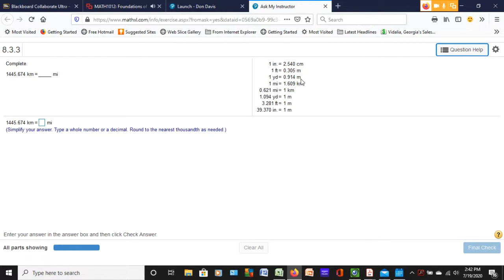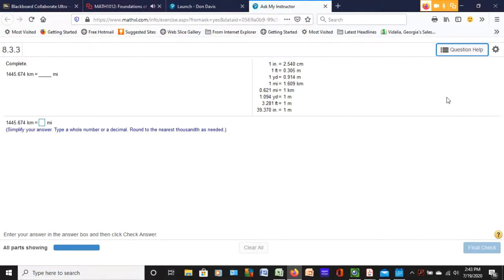The first one we could use says that 1 mile, and notice the abbreviations that they're using for these now, because that can be a little confusing, 1 mile is equal to 1.609 kilometers. All right, and then the other one they have there is 0.621 miles, get them in the right order, equal to 1 kilometer.